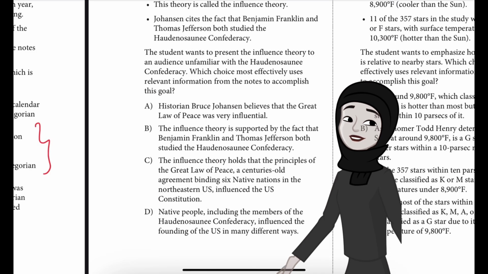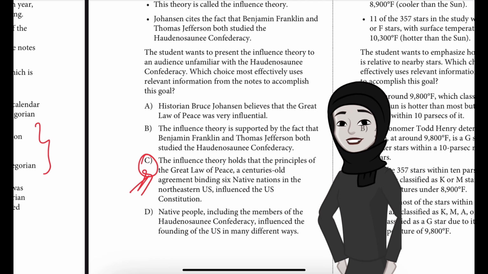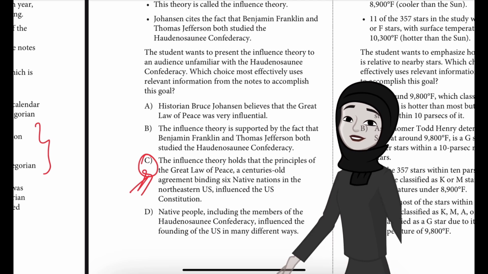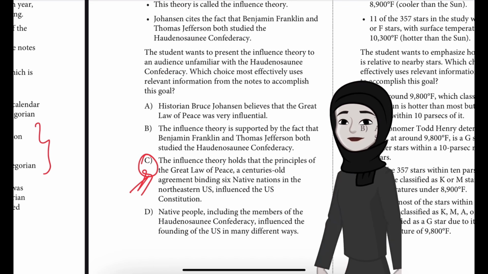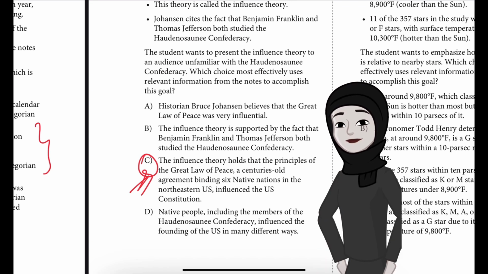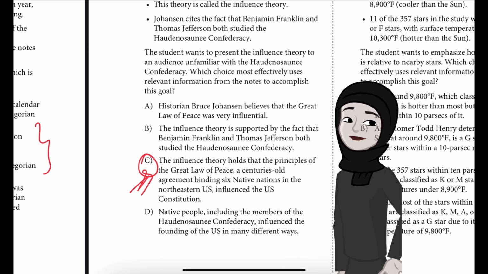So, which do you think is the best answer? If you said C, that is the best answer. Congratulations, very good. So, choice C is the best answer. This says the influence theory holds that the principles of the Great Law of Peace, a centuries-old agreement binding 6 native nations in the northeastern US, influenced the US Constitution.